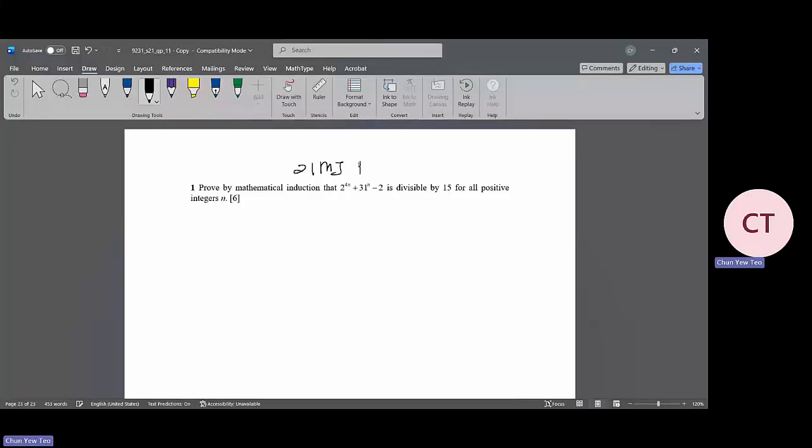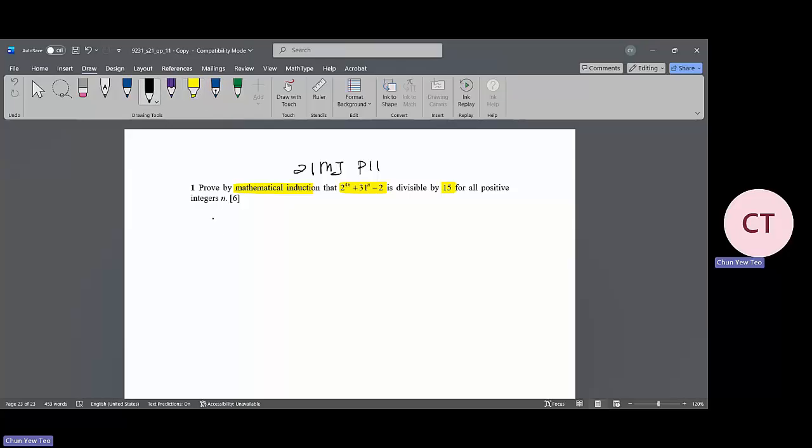May June, paper 11. Let's take a look at question number 1. Prove by mathematical induction that this expression is divisible by 15 for all positive integers.